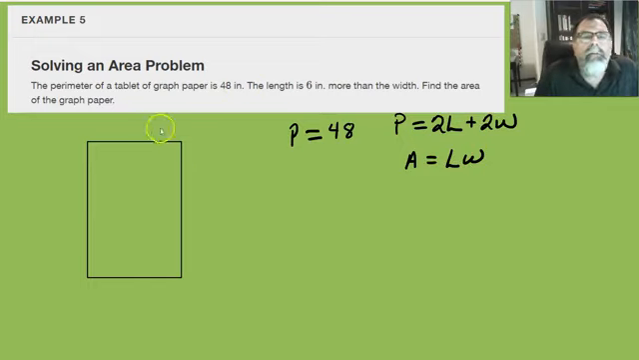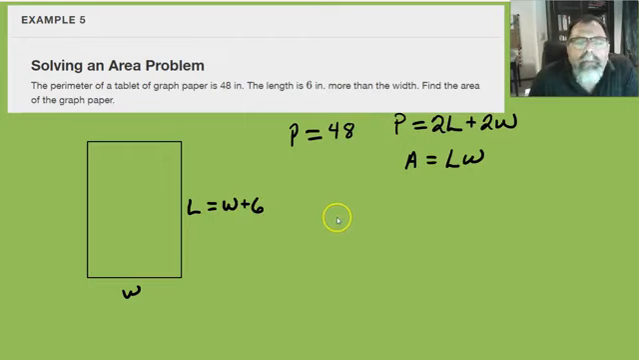So we know the perimeter is 48. We'll call this the width and we'll call this the length. And we know the length is 6 more than the width. So W plus 6. We need to figure out what W is, then find the length and width, and then we multiply them together to get the area.